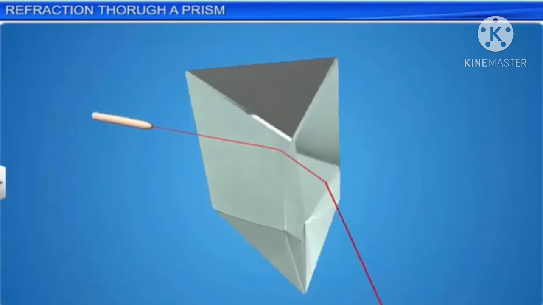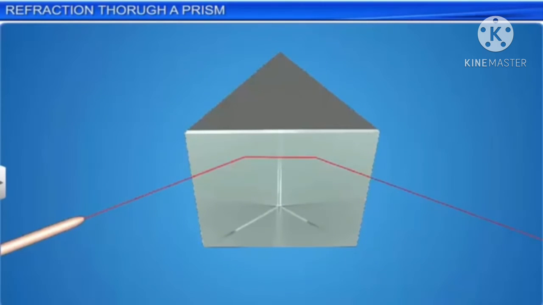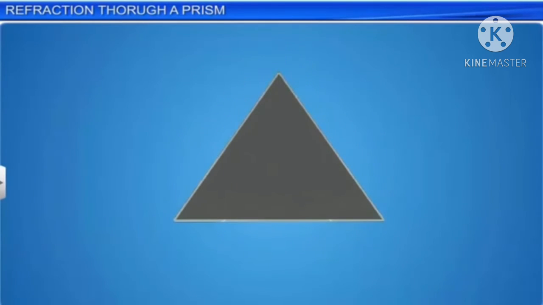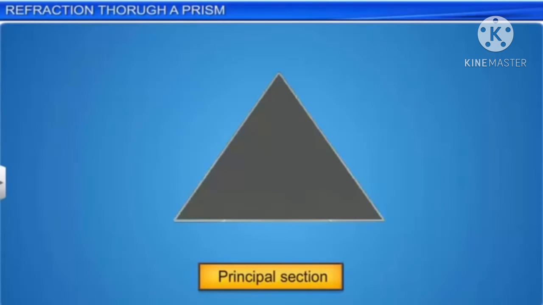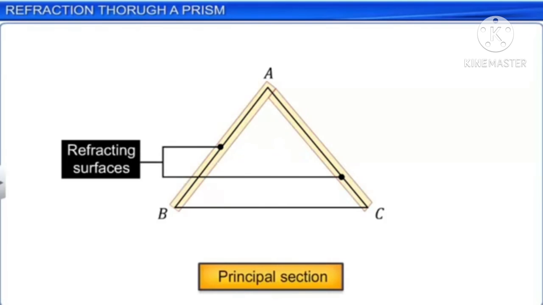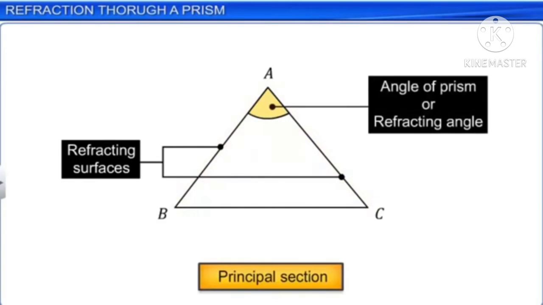The cross-section of a prism that is perpendicular to the refracting surfaces is called its principal section. Here, ABC is the principal section. The faces AB and AC represent the 2 refracting surfaces. The angle between the 2 refracting surfaces is called the angle of the prism or the refracting angle. Let us derive the expression for angle of deviation for a triangular prism.